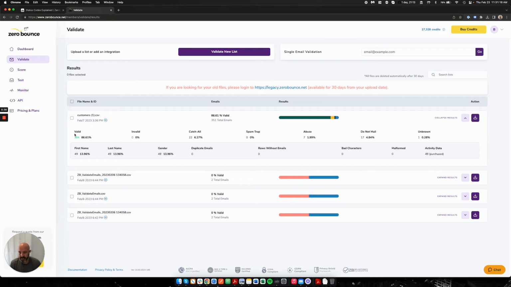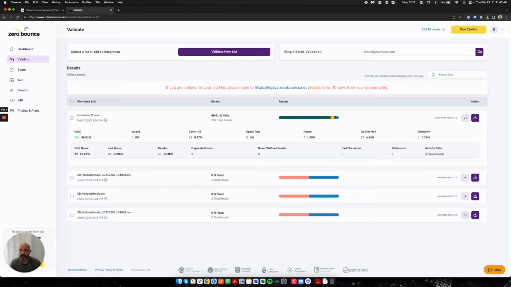These are our main status categories, which is valid, invalid, catch-all, spam trap, abuse, do not mail, and unknown. And from a very high level, the valid email addresses are emails that we were able to identify as having an inbox and should accept mail. These are good, clean emails that you should be able to send to and have full confidence in.